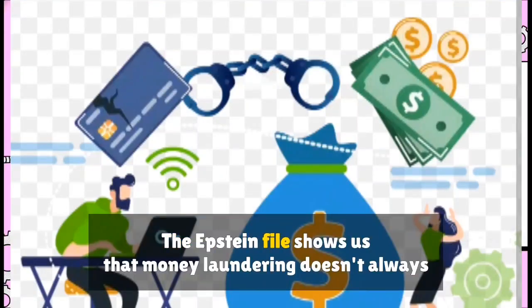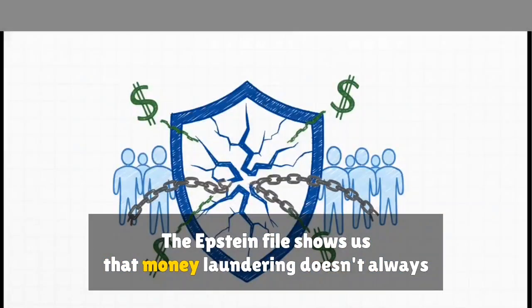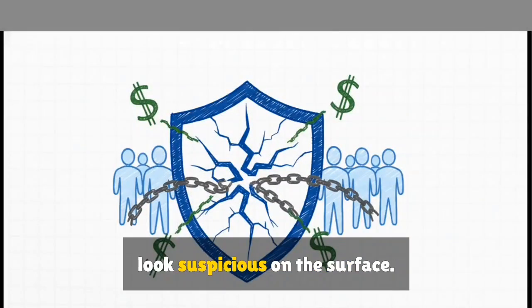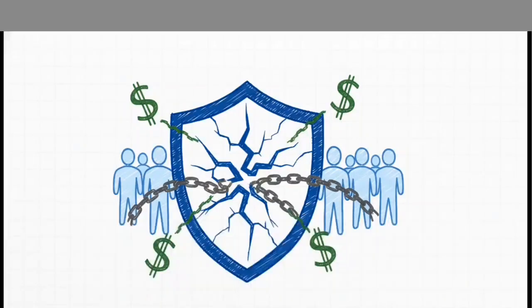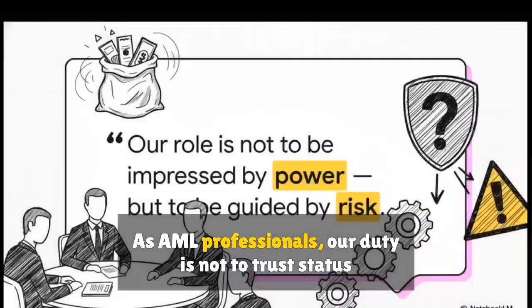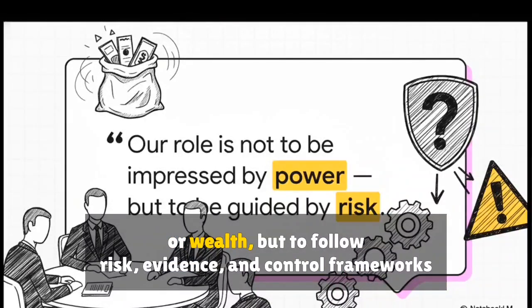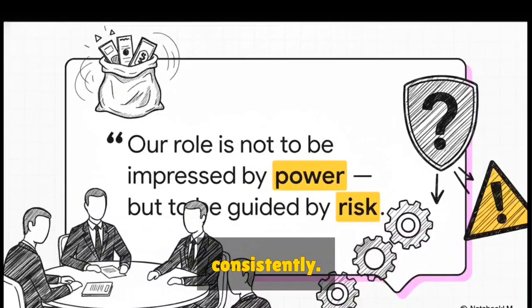The Epstein file shows us that money laundering doesn't always look suspicious on the surface. Sometimes it looks respectable, influential, and untouchable. As AML professionals, our duty is not to trust status or wealth, but to follow risk, evidence, and control frameworks consistently.